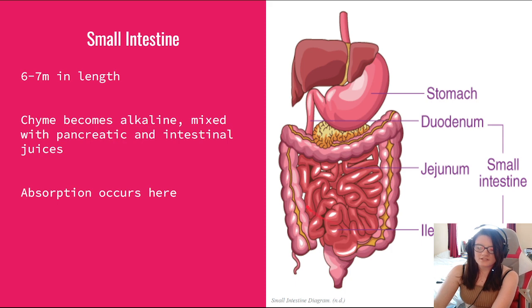Now it is good to note that the small intestine is full of lots of villi, like little fingers on the inside of the tubes, just to help spread that surface area to absorb all the nutrients and vitamins and minerals it can.